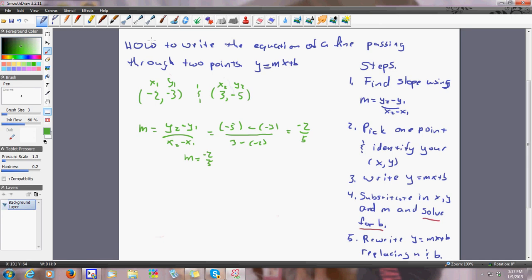Alright, I'm going to pick a point. Well, I don't particularly like working with negatives, so I'll pick this one because there's less negatives. And so my x equals 3, my y equals negative 5. Ooh, I kind of like that color. It's kind of pink, but it's kind of not. I write y equals mx plus b, and now I'm going to sub in. I have a negative 5 equals negative 2/5 times 3 plus b.